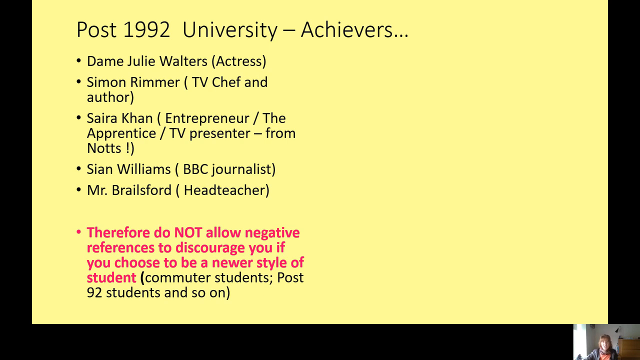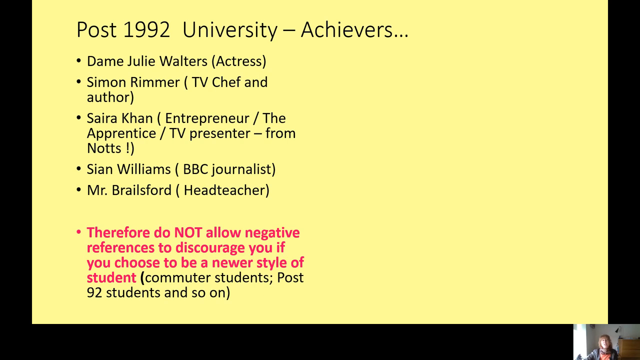Saira Khan, who actually comes from Nottinghamshire in the Midlands, is an entrepreneur. She was a runner-up on The Apprentice and is a television presenter. We've got BBC journalists such as Sean Williams. And if you're from Hucknall National School, then our head teacher, Mr. Brailsford, also went to a post-1992 university. So here we have some evidence of very well-known people who have achieved important, high status, influential and high earning jobs as a result of going to a post-1992 university.